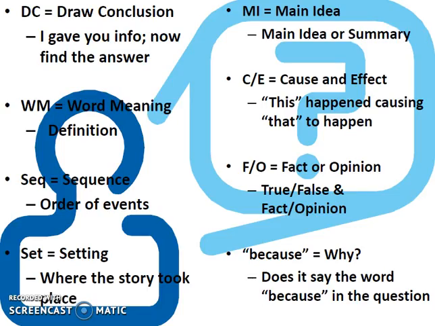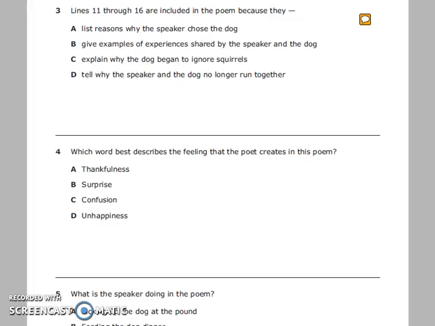Are they asking you to draw a conclusion, saying that they gave you information and now I give you an answer? Are they asking you the definition of a word or the order of events? This one could be pretty tricky because you might think it's word meaning because they're saying which word best describes. But what they're basically saying is I gave you some information, now give me an answer. So on this one, we're going to write DC next to it because they want you to draw a conclusion. I gave you this information, now find me an answer.